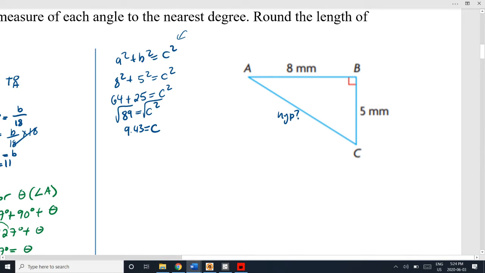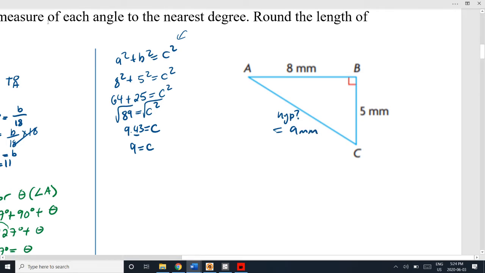Since we're rounding to the nearest whole value, we're just going to look at this value here. If it's 5 or over, we're going to move it up. If it's lower than 5, we're going to keep it where it is. Since it's lower than 5, we're going to keep it at 9. So our hypotenuse is equal to 9. Okay, so this is equal to 9 millimeters.